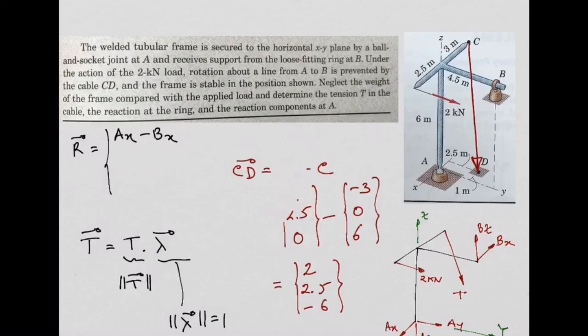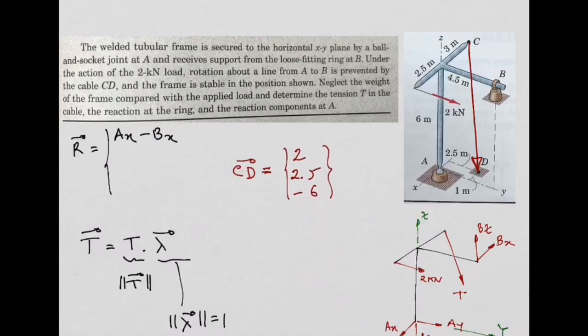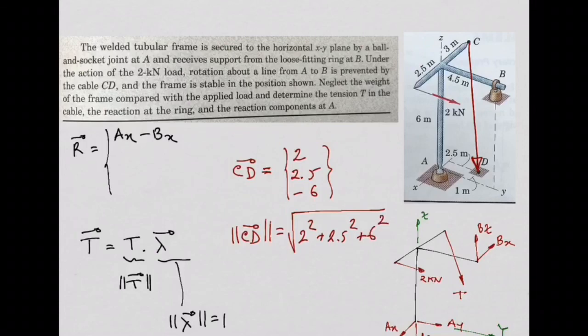So, let me move this up. This gives me the direction of CD of the cable, but this is not a unit vector. So I need to calculate now the norm of CD, which is the square root of 2 squared plus 2.5 squared plus 6 squared. How much is this square root, please? Someone can do the calculation for me? What is the final result? Can you do the square root?